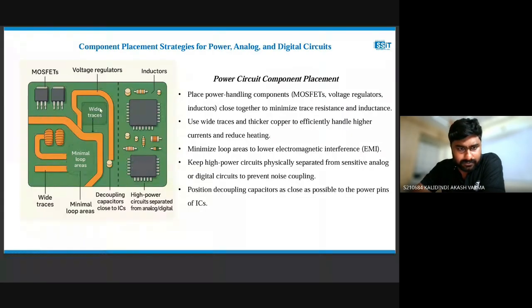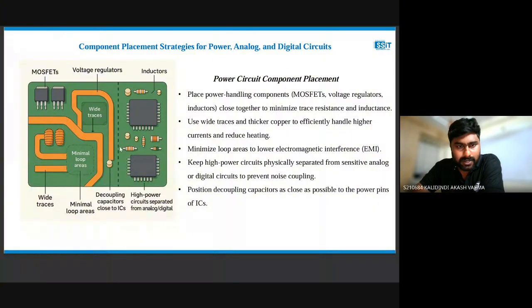And one more thing, we need to minimize this particular loop area. Loop area means we should not maintain unnecessary spaces on the PCBs in power circuitry, because it will increase the size of the PCB. So we should keep all the components as close as possible, because these power rated components will produce higher EMFs. If you maintain wider space between these components, that EMF will affect both analog and digital signals. So there should be a separation.